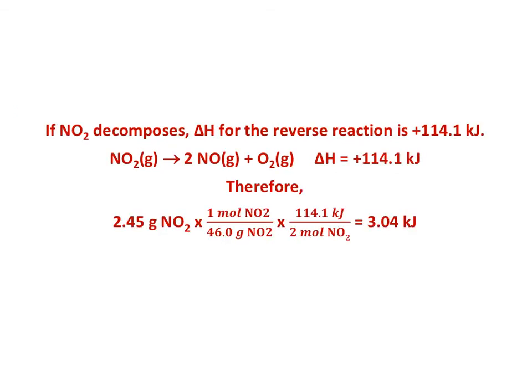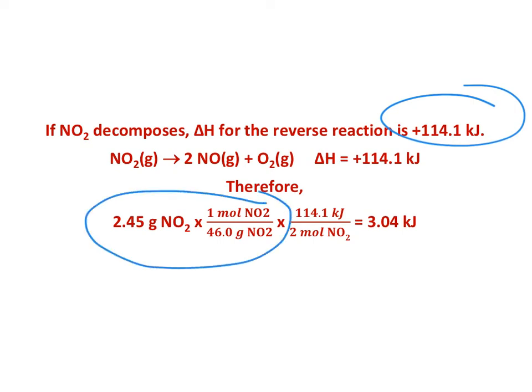Decomposing means it's going in the reverse reaction, or the reverse direction of the reaction that we just looked at. We know that the delta H for that reaction we just looked at was a negative 114. Well, when you reverse it, it becomes a positive. So here we've got the positive 114. We know that 2.45 grams is a mass. We've got to convert to moles.